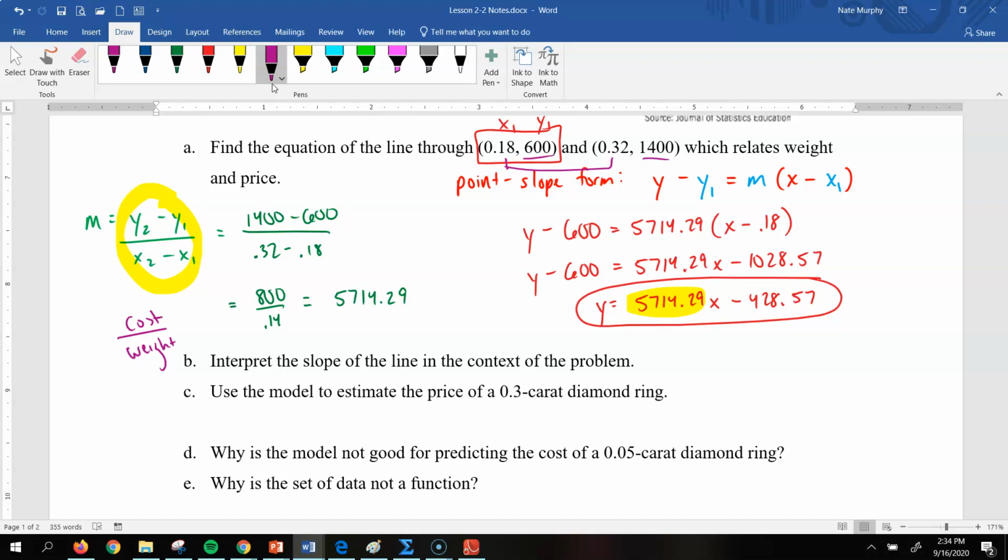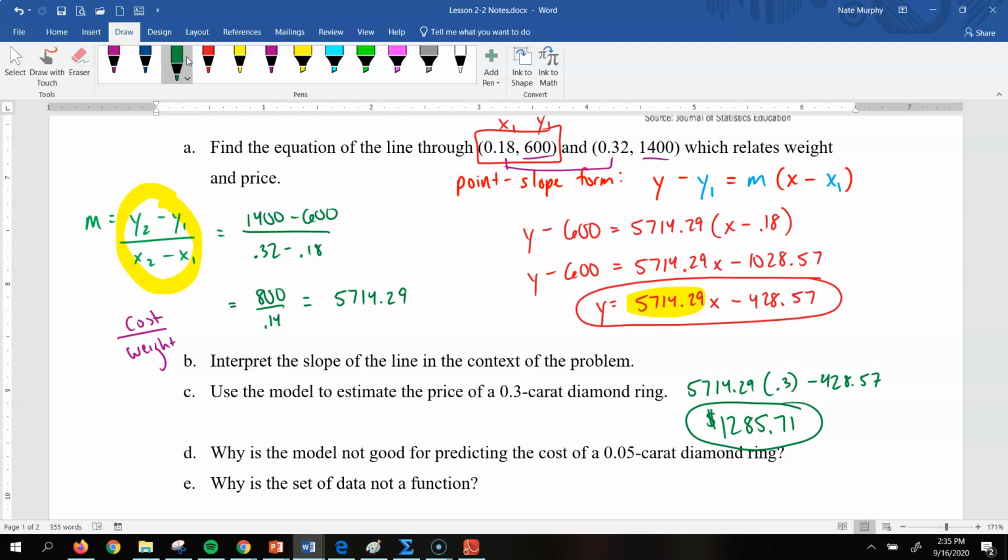All right, so let's use the model to estimate the price of a 0.3 carat diamond ring. So x, remember, represents the carat weight of the diamond. So all we're going to do is put 0.3 in for x. So when we do that, we would set it up like this. And when you plug that in your calculator, you'd get your answer of $1,285.71. So that would be our estimate for a 0.3, so a 1/3 carat diamond ring.